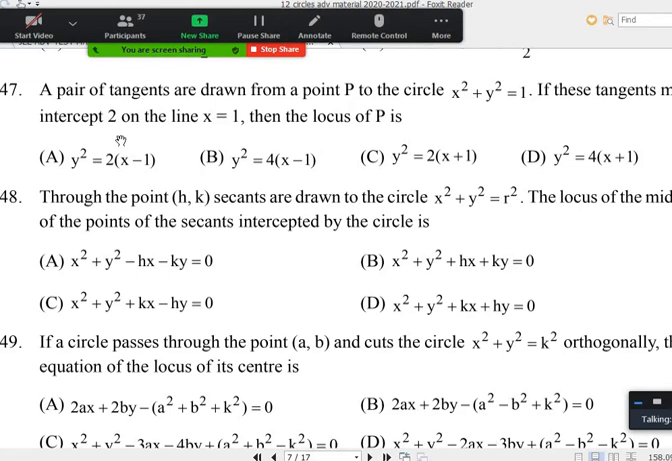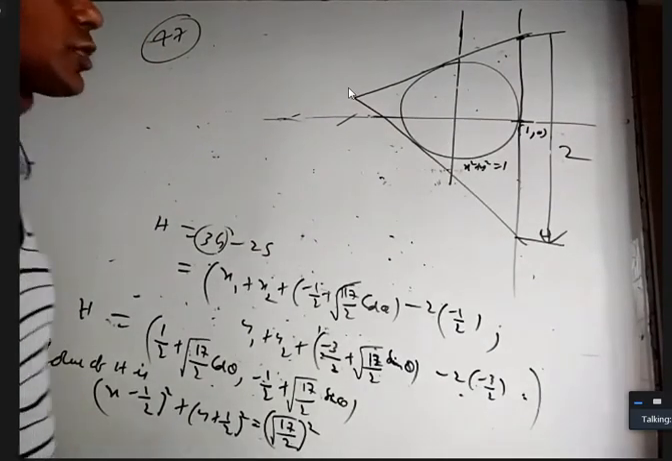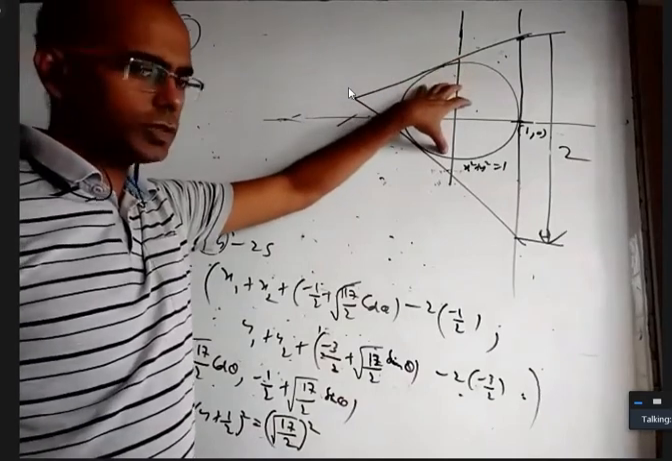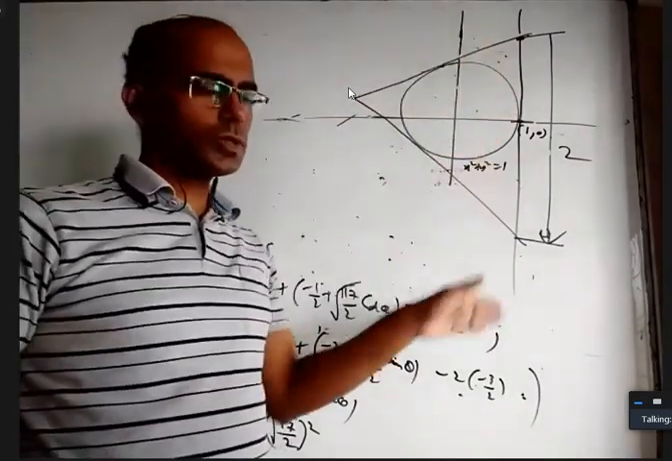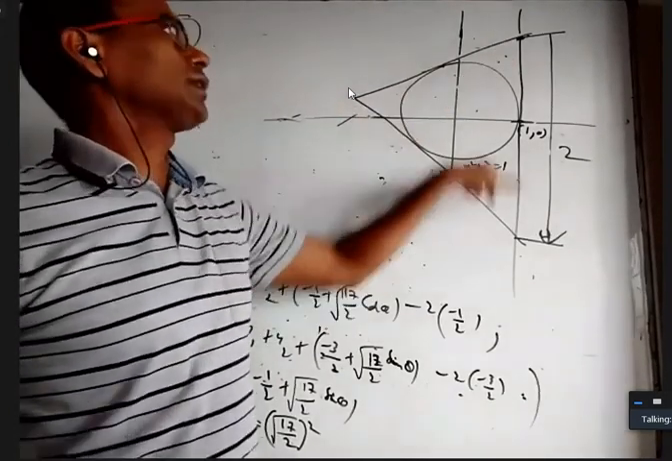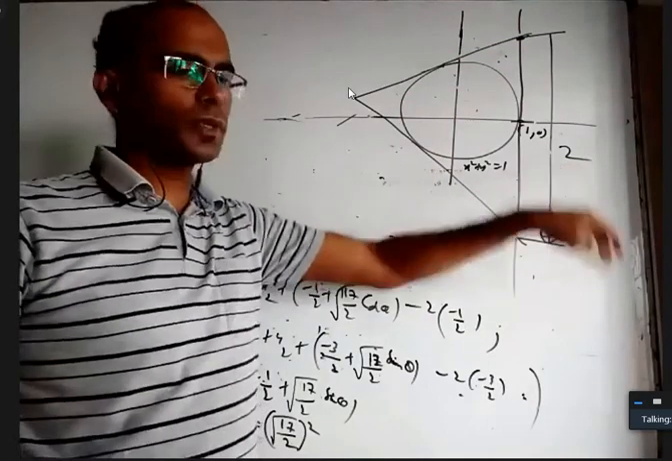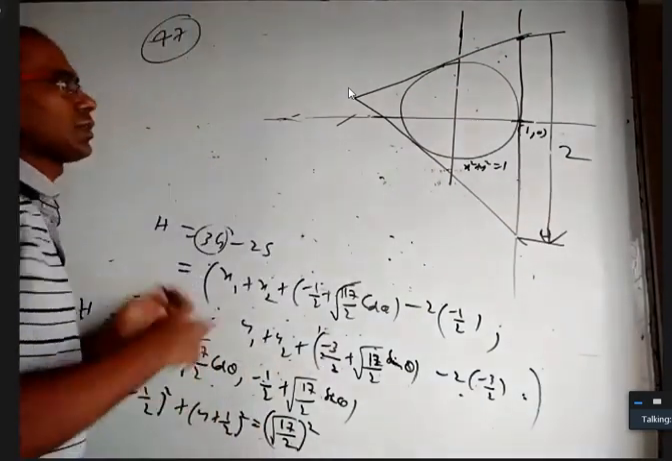This is x equal to 1 comma 0. This is x square plus y square equal to 1. The question is this: x square plus y square equal to 1 is a circle. x equal to 1 is a tangent to that. From a point, if you draw 2 tangents that intersect the line x equal to 1 at 2 points, the distance between those 2 points should be 2 units. Then what is the locus of this point?